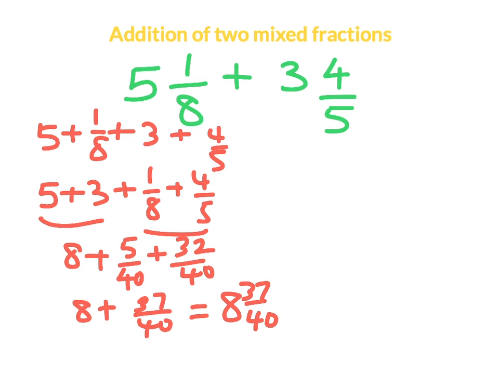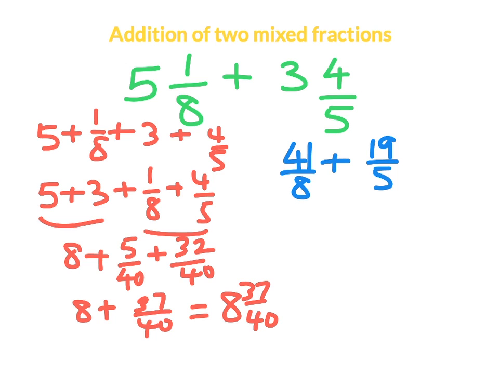What about the second method? In the second method, we can convert each of these fractions into an improper one. So 5 1 over 8 will come up as 41 over 8, plus 5 times 3 is 15, 15 plus 4, that's 19 over 5. Now both of them are improper fractions. We want to make sure that they have the same denominator, so we multiply them by the opposite denominator. We're going to have a denominator of 40. So we multiply 41 over 8 by 5 and 19 over 5 by 8.